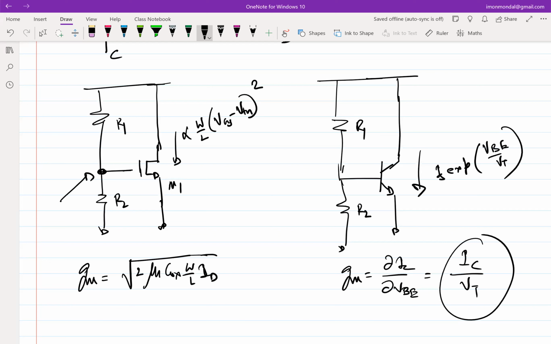But in case of a BJT, it's pretty simple. You simply increase the current 10 times, and the GM will increase 10 times. In case of a MOS, if you increase the current 10 times, your GM will increase approximately 3 times, right? So that's a trade-off.